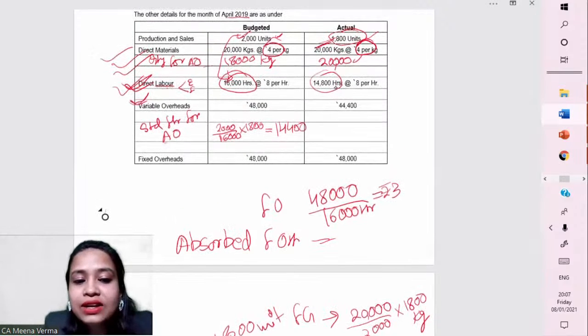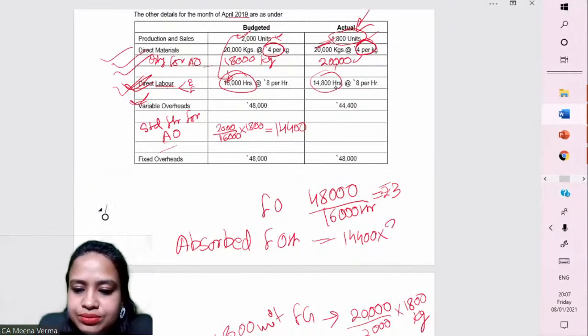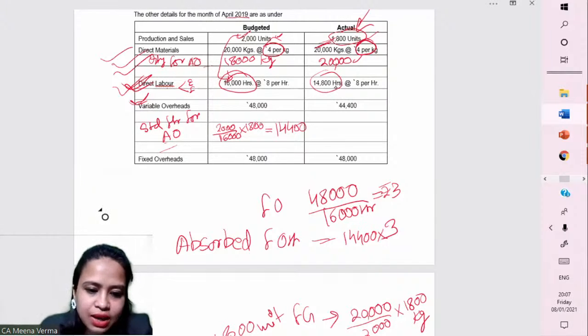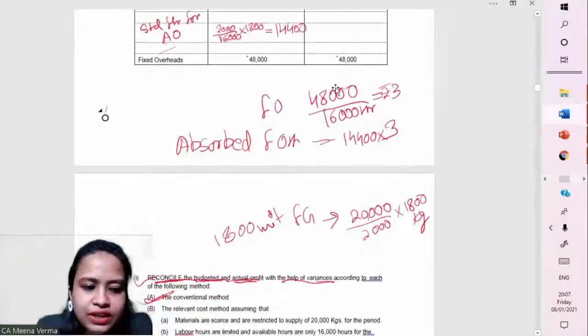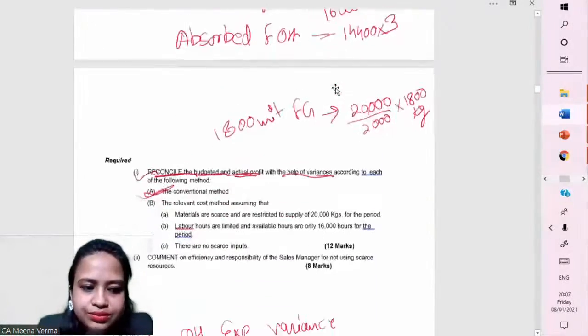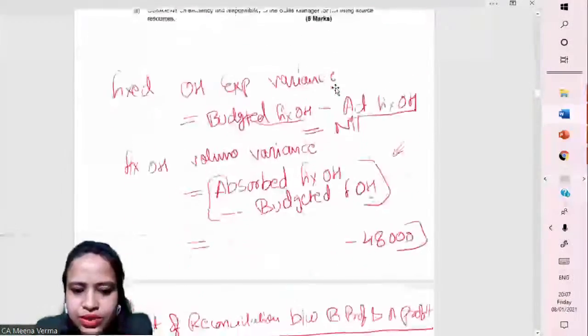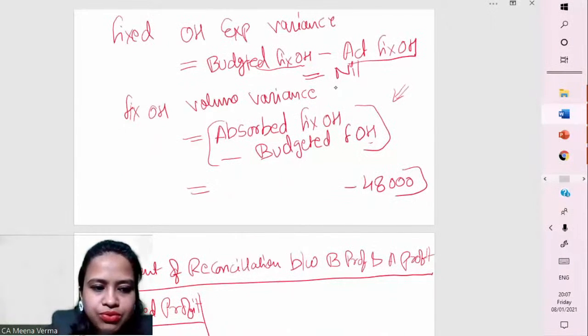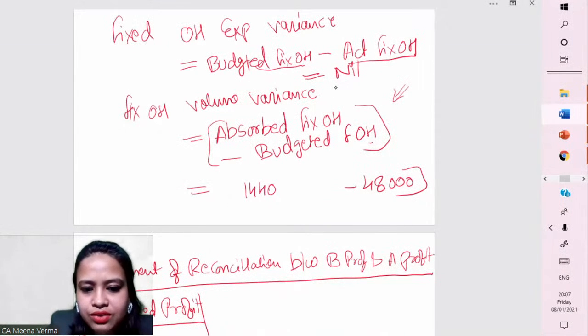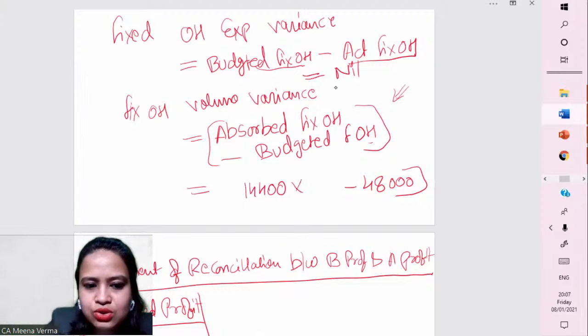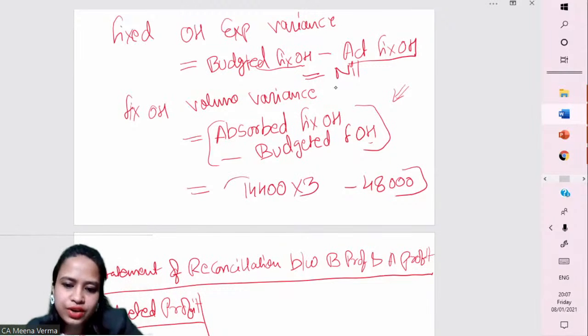See, the standard hour for actual output is 14400. So how much fixed overhead will actually be absorbed for actual output? This is the absorbed fixed overhead. So this way you will get the absorbed fixed overhead, which will come as 14400 into 3. This way you will get the fixed overhead volume variance.